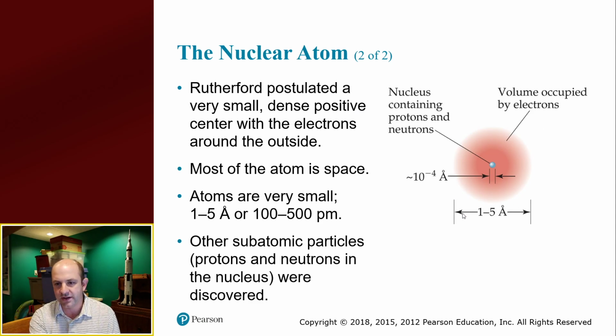So the idea here is if you have an atom that's about 1 angstrom, an angstrom is 10 to the minus 8th centimeters or 10 to the minus 10th meters. That's that A with the circle on top, an angstrom. The nucleus would be about 10 to the minus 4th angstrom, so incredibly tiny for an atom that's about 1. To put that on a scale, you might understand better. A basketball is about 1 foot wide.